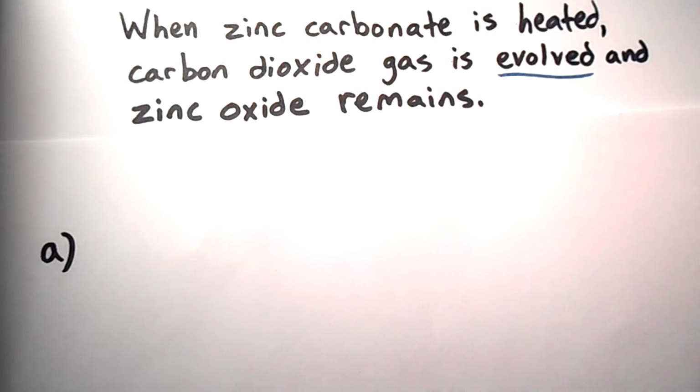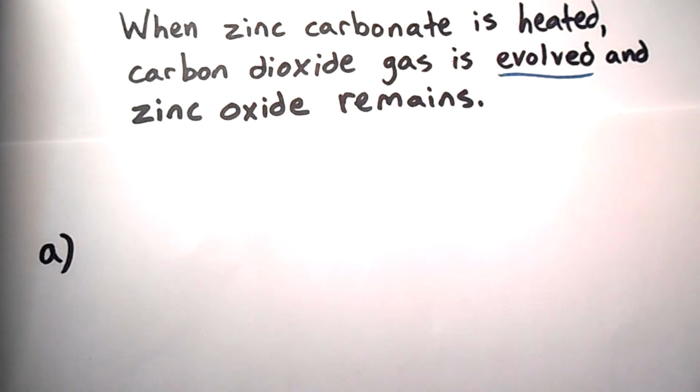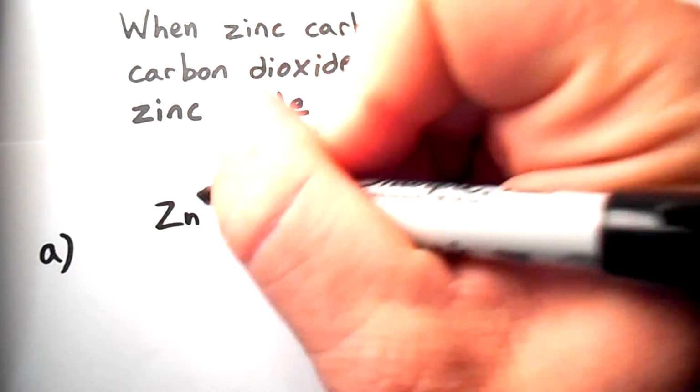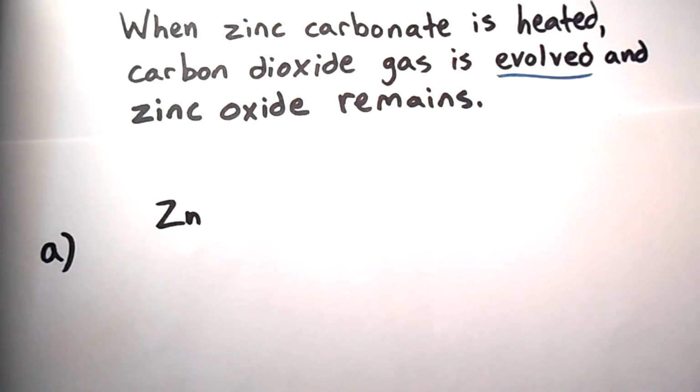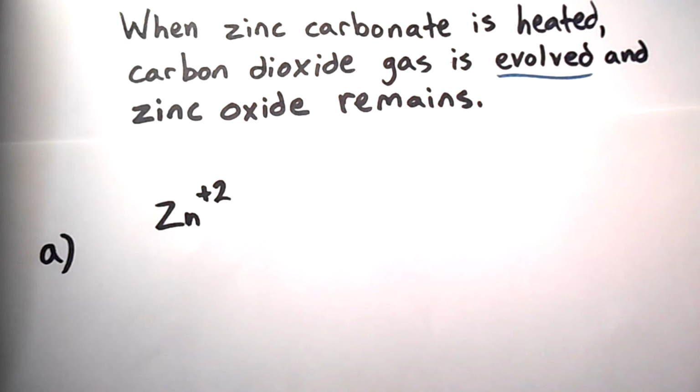So let's start at the beginning, write a balanced chemical equation for this process. Zinc carbonate is heated, carbon dioxide gas is evolved, and zinc oxide remains. In order for you to get the correct formulas, you have to know your ions. You've got to know that zinc not only is Zn, but you have to know what charge it has. Zinc has a +2 charge. That's the most common oxidation state. Not saying other ones aren't possible, but you won't really encounter any other than +2 in AP chemistry.